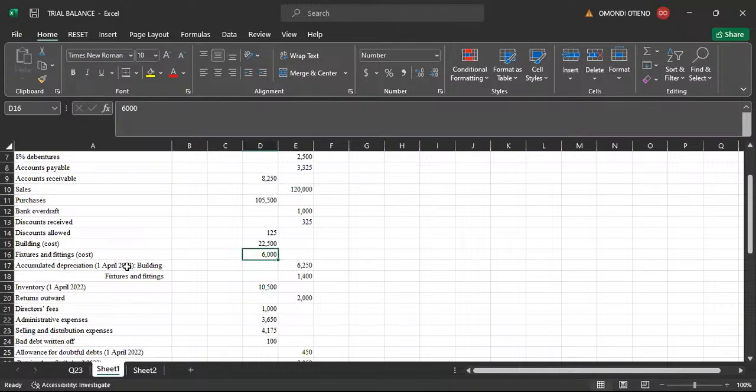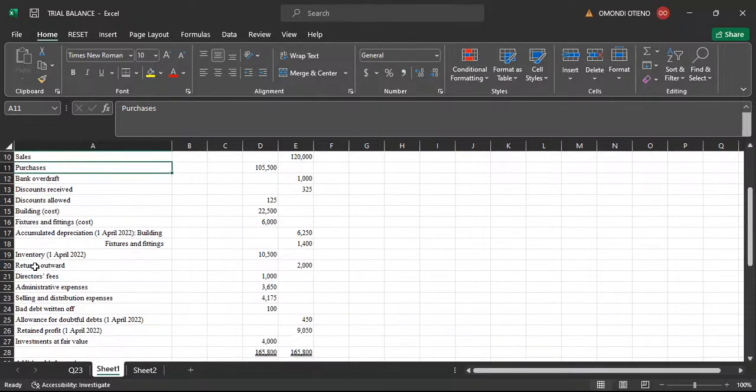Accumulated depreciation, the reduction in value of the non-current assets due to wear and tear or due to usage. And the next item down here, we have inventory at the beginning of the year. If you're given inventory at the beginning of the year, you're able to see we now have purchases. So what are we going to do? We are going to calculate the cost of goods sold by ourselves. They have not given us that. We have to calculate it on our own.